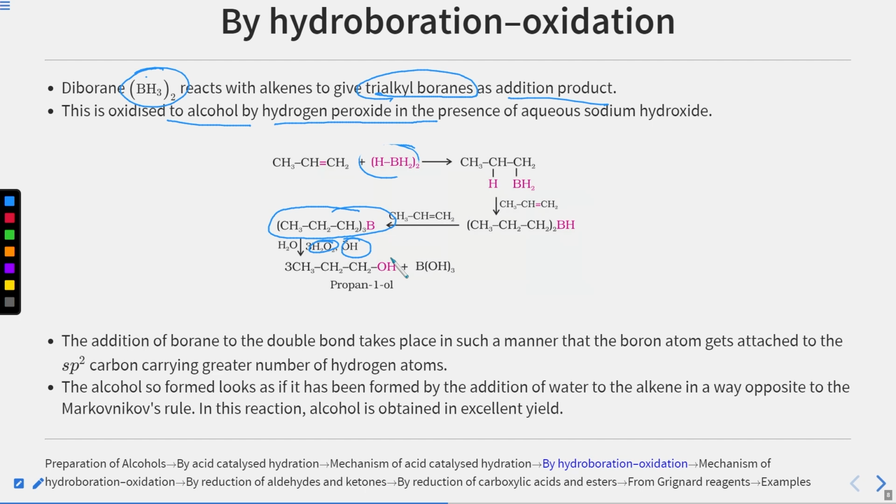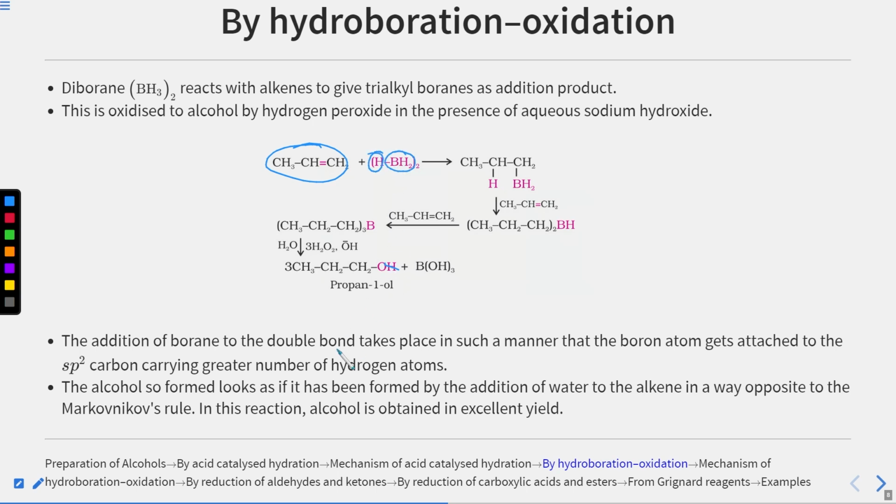Now, what are the things to be noticed in this reaction? First of all, you can see that this has two parts. Again, I am dividing it into a negative and a positive part, in which H is the positive part and BH2 is the negative part. But what happens here is that this BH2 is not getting added to the more stable carbocation. Instead, it is getting added to the less stable carbocation, or the less substituted carbon, you can say. But what is the reason behind it? The reason will become clear in the next mechanism.